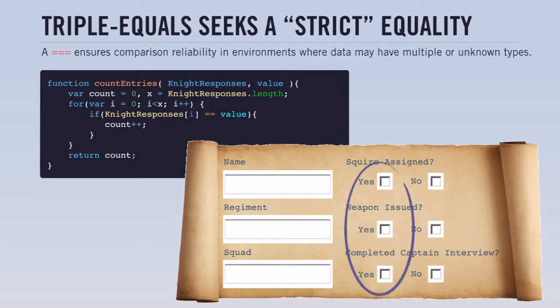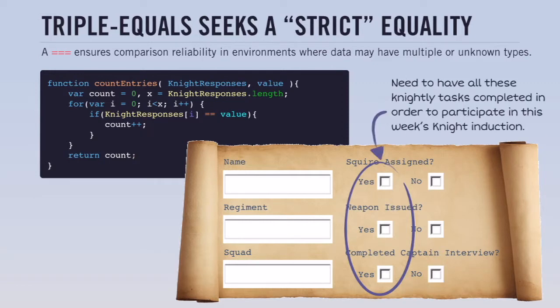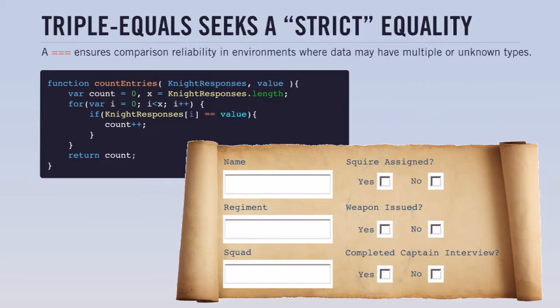Cool, so our knights need to have all these knightly tasks completed, right, in order to be able to participate in their induction, in order to be inducted as a knight. So I'll fill in my stuff here, and I am Jason Millhouse, and my regiment is 1, and my squad is 12, and I have a squire. My squire has already been signed to me, and I also have a weapon issued.